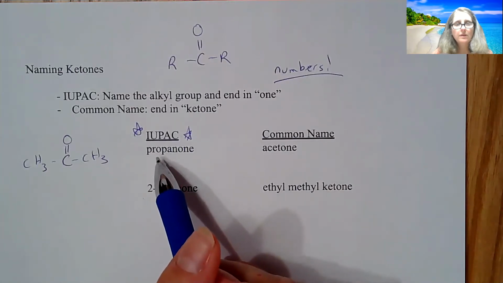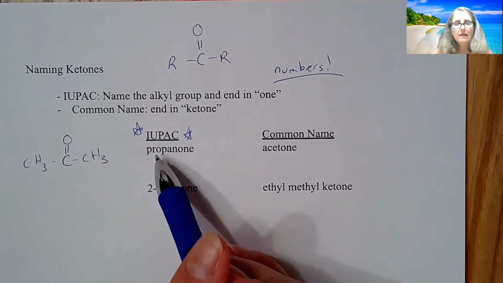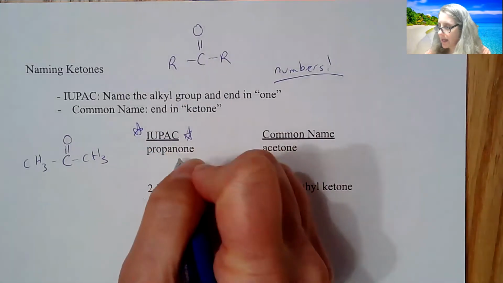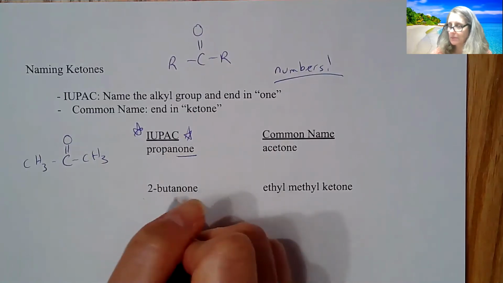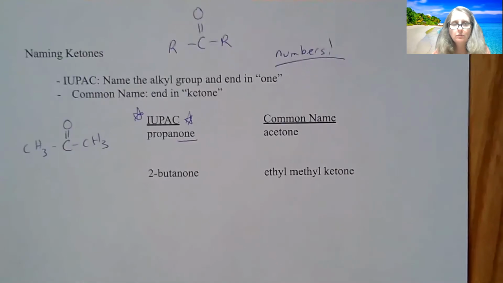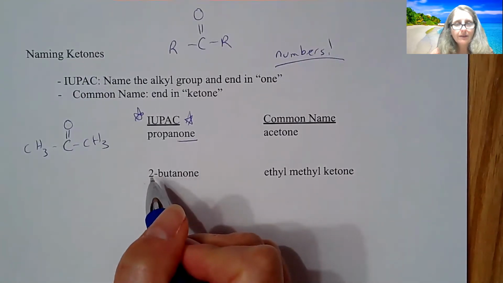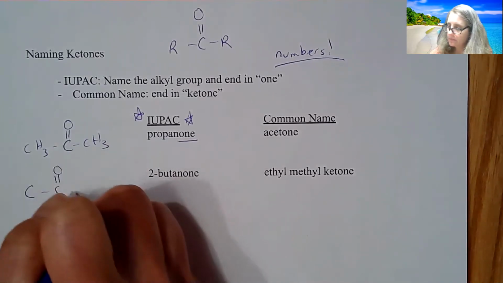So for the naming, you're going to call it what its longest chain is going to be. So this is propane, and you're going to add an O-N-E at the end. So you drop the E and then add the O-N-E. That's going to be the naming system. So if you look at the name 2-butanone, that means 4 carbons, and you're going to have the double bond oxygen off of the second carbon.